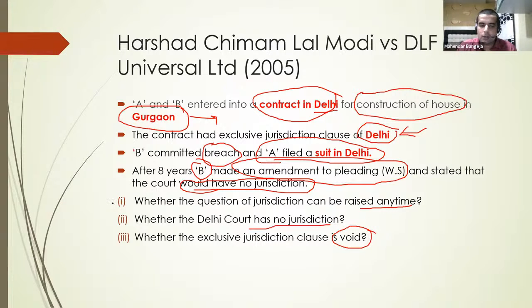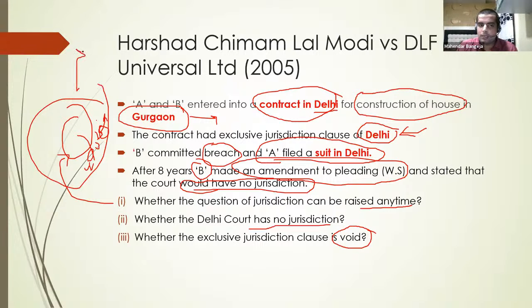jurisdiction is a question of law. It can be raised at any time, even in the cases of appeal. The objection of jurisdiction can be raised at any time if it affects the merits of the case. This is the first thing, merits of the case.